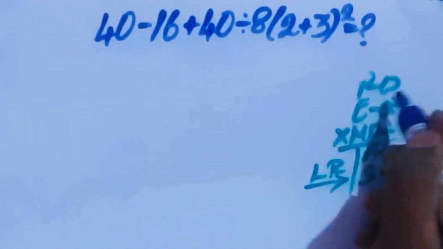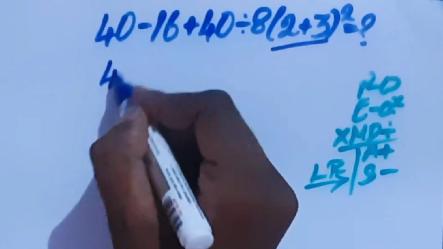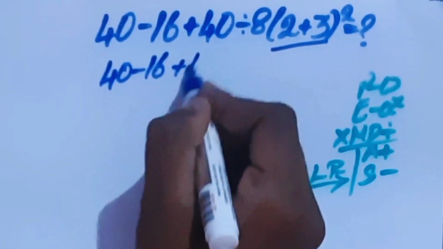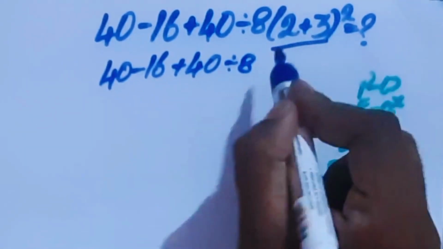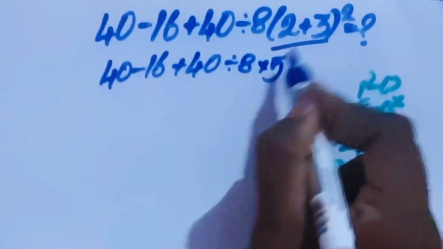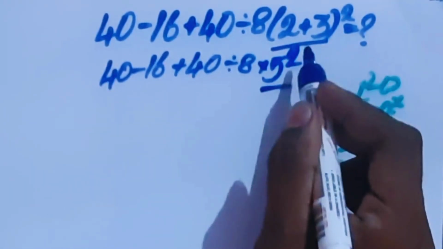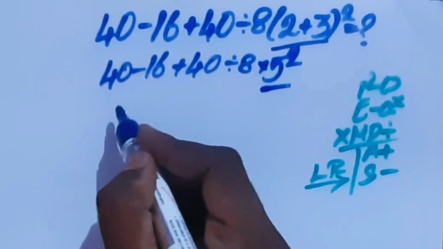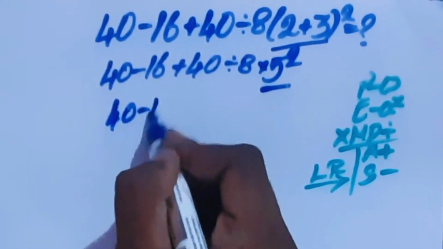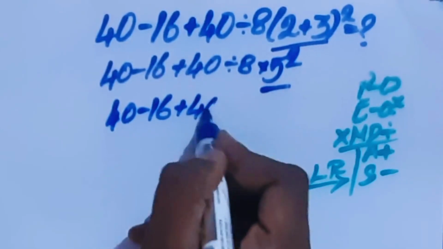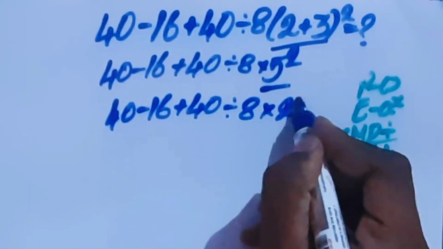Here, as per this order of operations PEMDAS, the bracket is higher priority. So we have to do this bracket before any other operation. So 40 minus 16 plus 40 divided by 8. Yeah, bracket here, 2 plus 3 is 5. This square. The next priority is the exponent here. We have 5 to the power of 2. We have to do this 5 to the power of 2 before any other operation. So 40 minus 16 plus 40 divided by 8 times 5 square is 25.